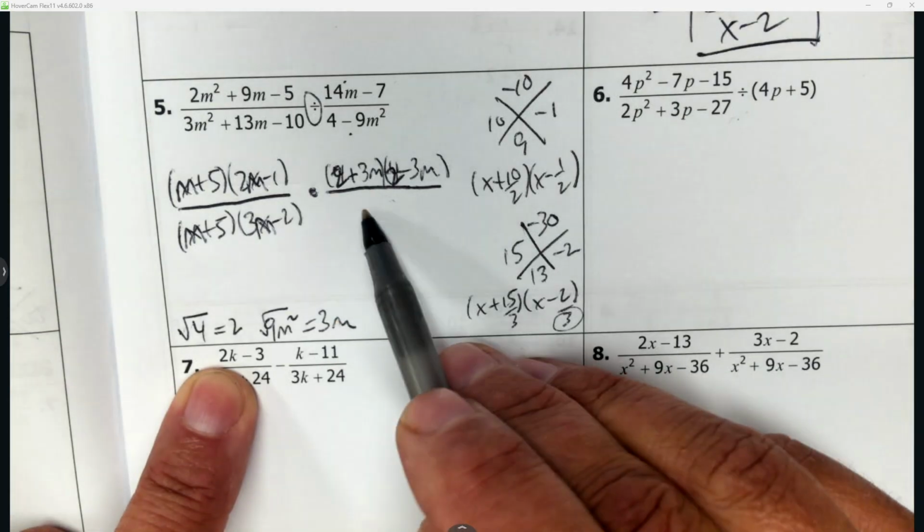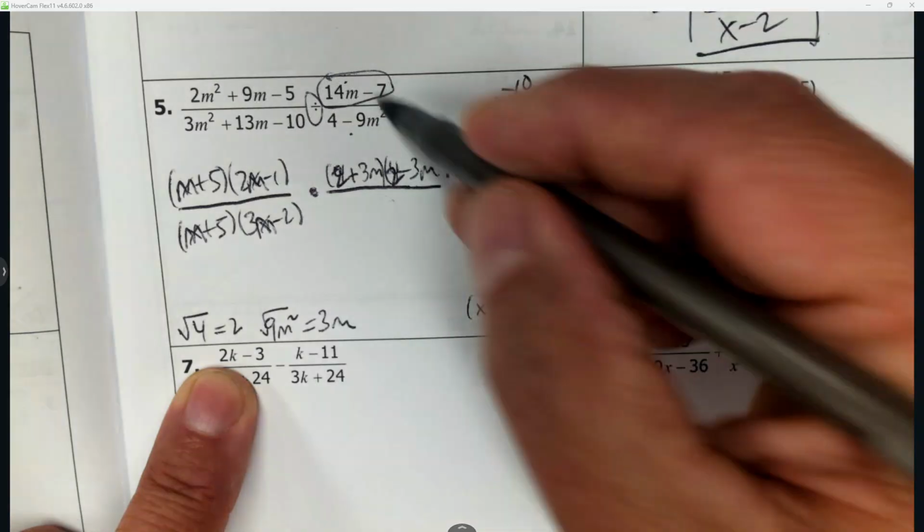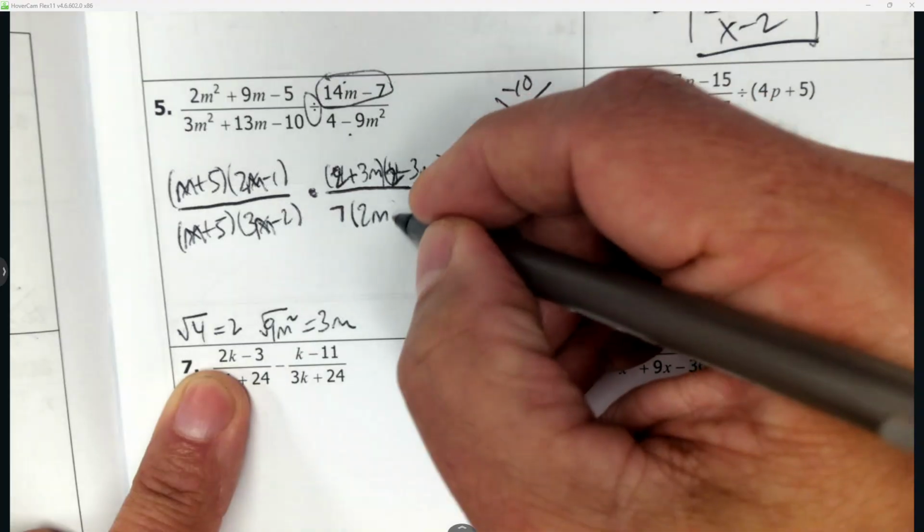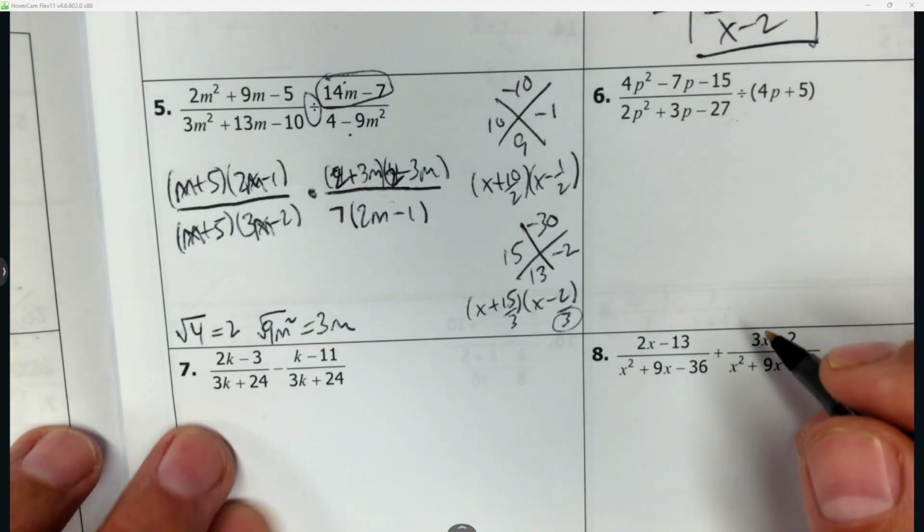All right. Now, this is now in my denominator. So the biggest number that goes into both is 7. So that's 2m take away 1. Whew, we finally got through that.